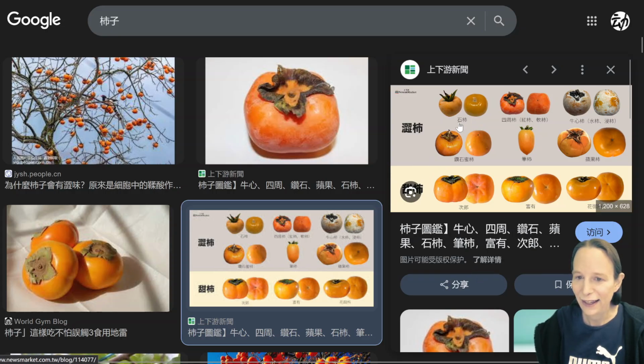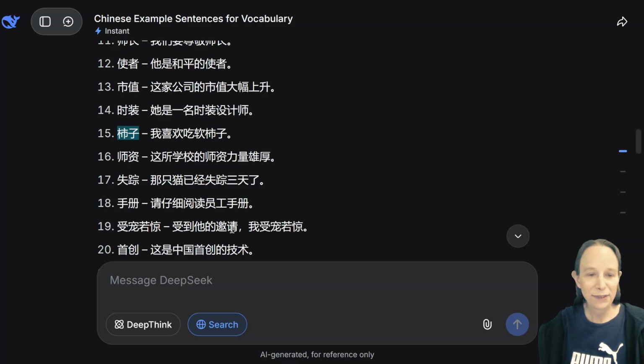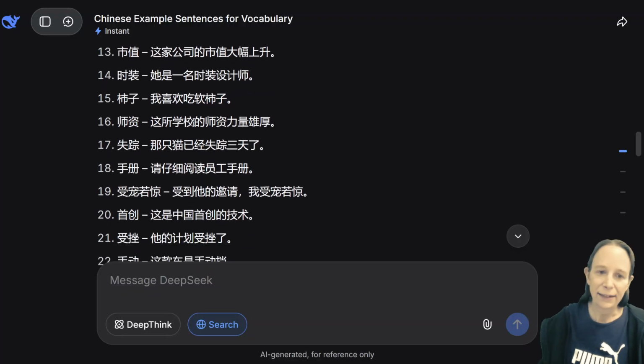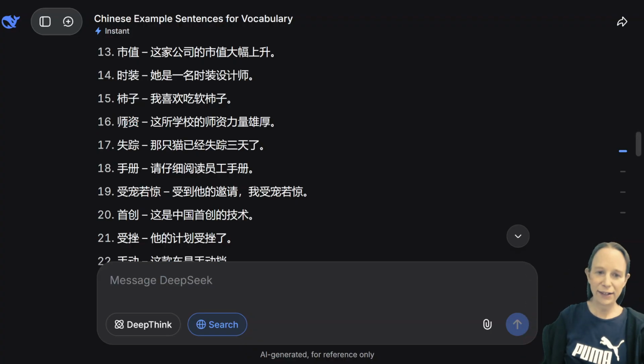Traditional, isn't it? 学士. Oh, there is a 学士. Okay. 四周市. Okay. 牛心市. That one's kind of white, isn't it? I don't recognize these characters. They're traditional. Interesting. All right, let's continue. 我喜欢吃软柿子. I like eating soft persimmons.